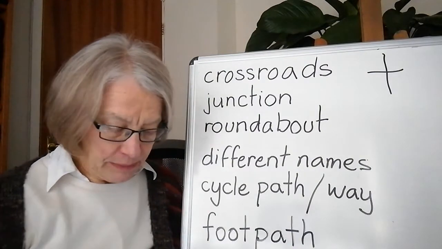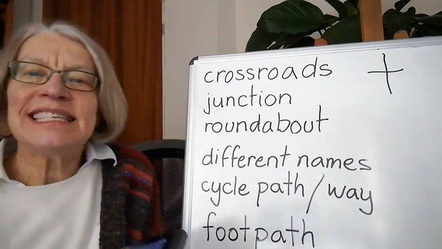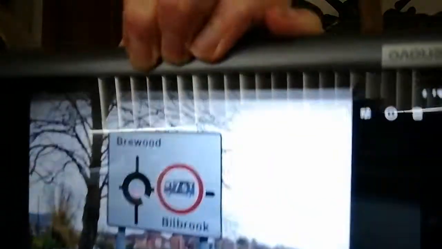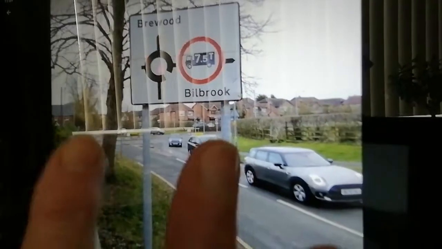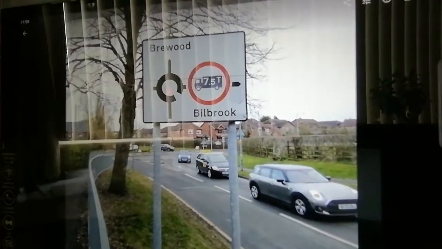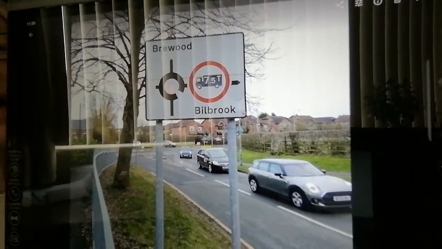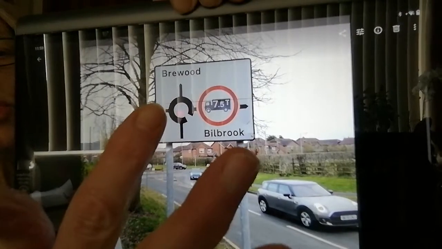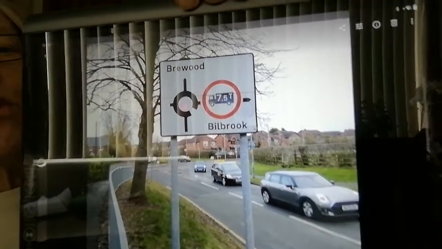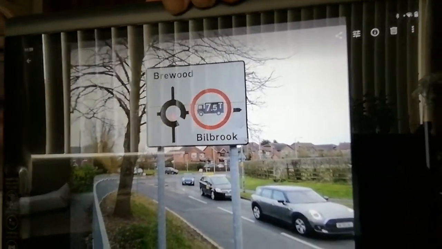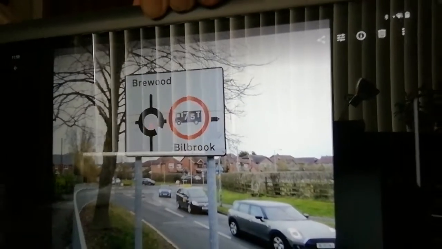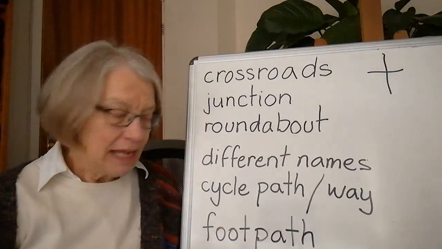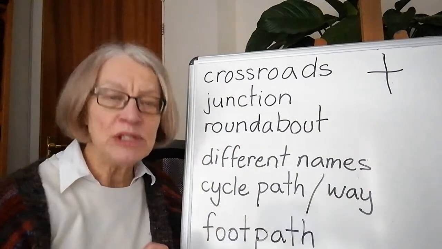And you might see this. This is the road sign for a roundabout. There it is, the road sign for a roundabout. And you can see that that roundabout has 1, 2, 3, 4 roads going off it. And you can just see the roundabout in the distance on that photograph. So that is a roundabout.